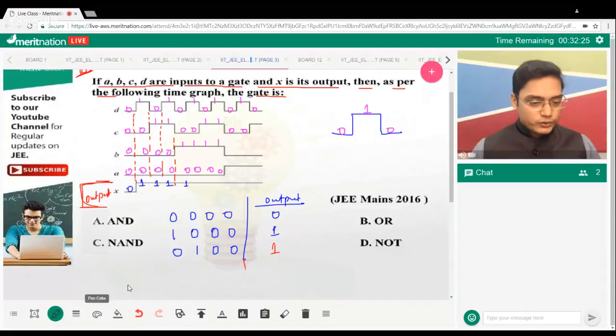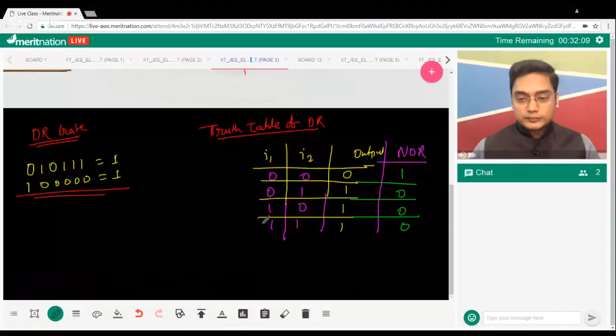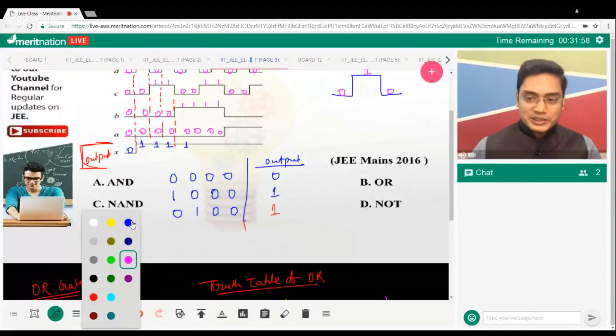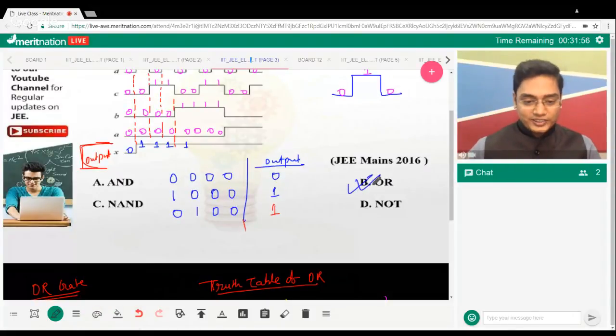So let's try to figure it out. Are we getting any clue, any hint from this? What we can see is that if any one input is 1, the output is 1, but if all are 0, in that case the output is 0. So which gate does it represent? Tell me. OR gate. Yes, very good. So OR gate is the correct answer.